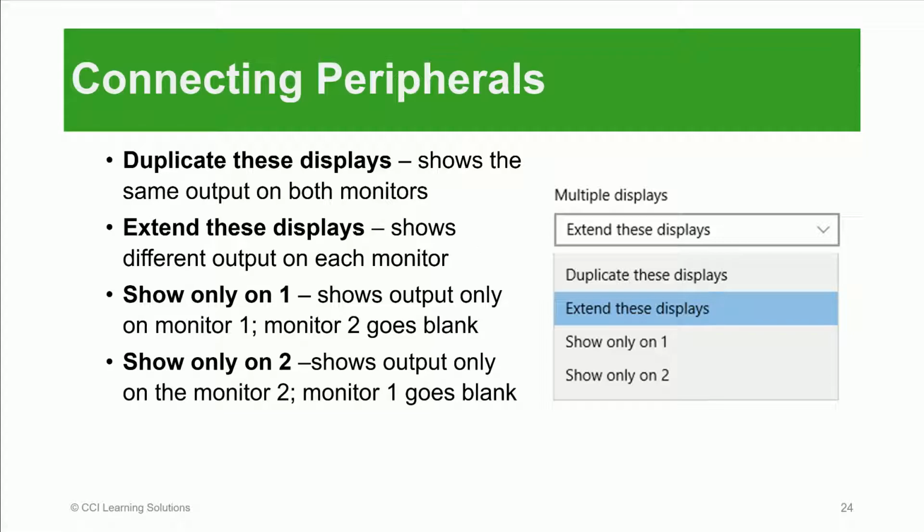Now, talking about displays, you can utilize some of these options when you are using one or more displays. Duplicate these displays shows the same output on both monitors. Extend these displays shows different output on each monitor. Show only on 1 shows output only on monitor 1. Monitor 2 goes blank. Show only on 2 shows output only on monitor 2, and monitor 1 goes blank.